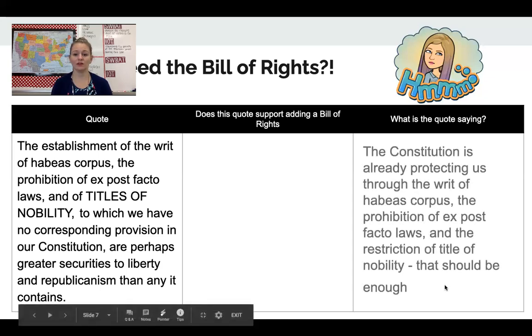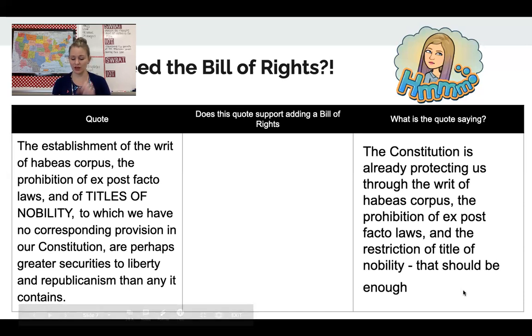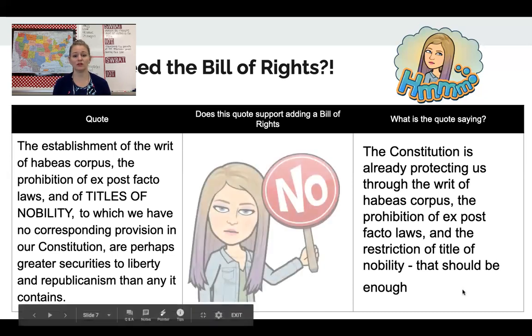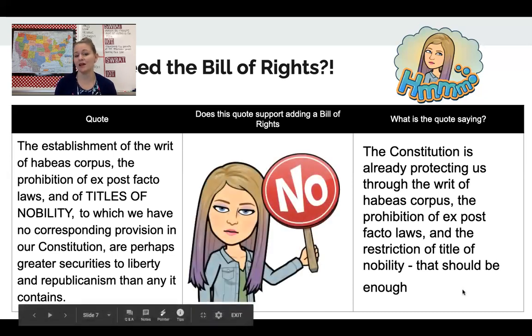So basically what it's saying here is that the Constitution is already protecting us. We're being protected with the writ of habeas corpus. We're being protected against ex post facto laws, and we're not having any titles of nobility. And that should be enough. You shouldn't need more. So this is going to be a quote that says, no, we don't really need to add a Bill of Rights to the Constitution.